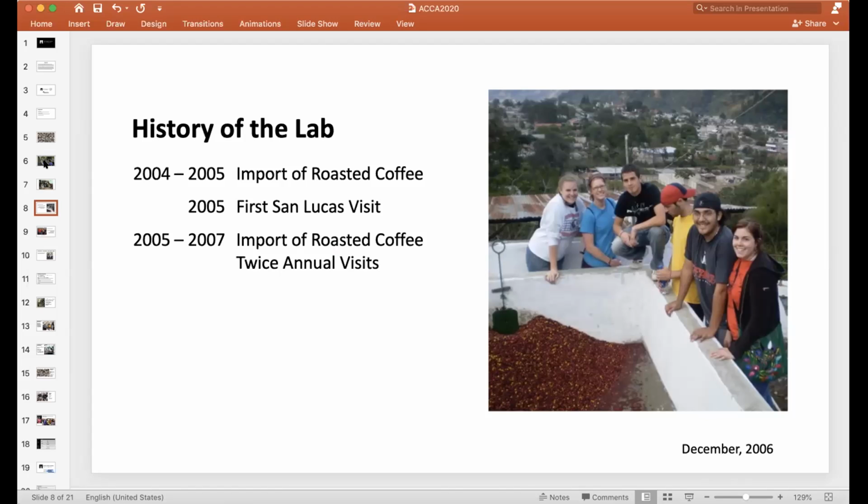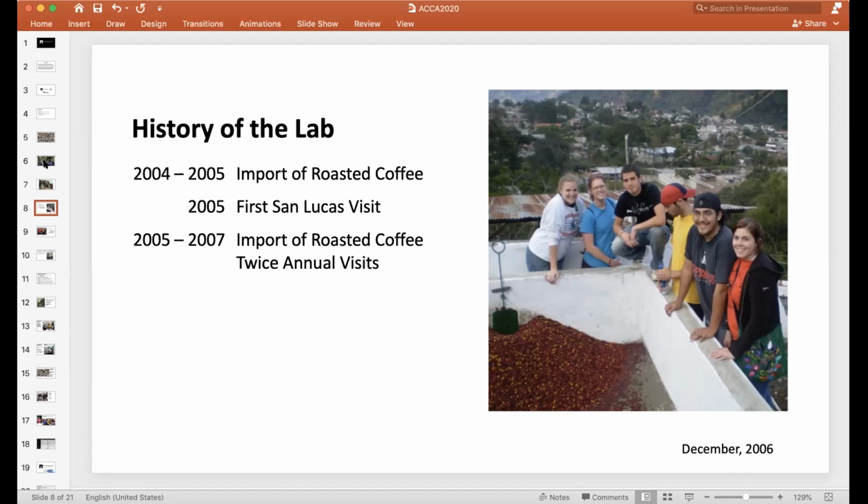We made that first trip in the fall of 2005, following the end of our old term calendar. We made that during our D term, our December term. And from 2005 to 2007, we continued to import the roasted coffee. This presented two real problems in terms of coffee being in transit for a long time and not having control over the roast. That's not really best practice in the coffee industry, to roast remotely from where you're going to consume the coffee. But it also meant a real opportunity for students to learn.